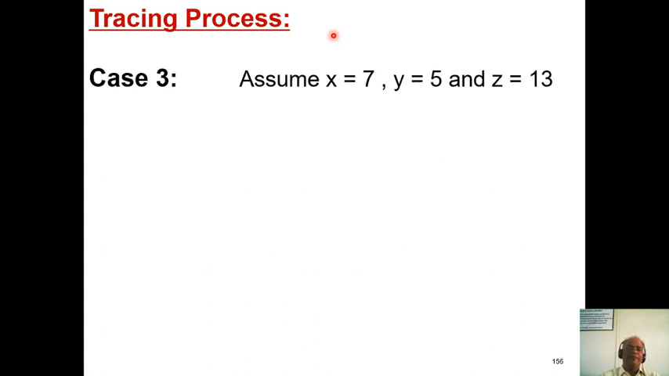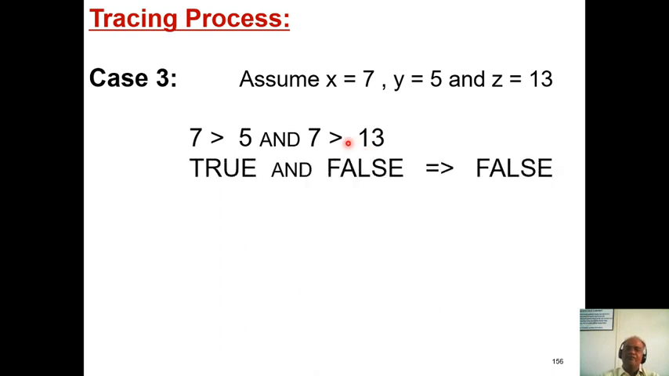Similarly, in case 3, assume X as 7, Y equal to 5, Z equal to 13. So here, which value is the maximum value? Z value is the maximum value. So let us again trace it. That means simply substitute the values. 7 greater than 5, 7 greater than 13. So here, which is false.